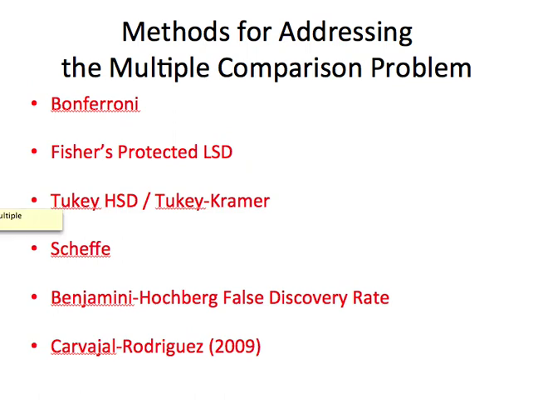Here's an outline of the methods that we'll discuss for addressing the multiple comparison problem. We'll talk about Bonferroni, Fisher, Tukey, Scheffé. Those four all have the first goal of dealing with the family-wise rates. And then we'll talk about Benjamini-Hochberg and a more modern one, Carvajal-Rodriguez, which deal with the second goal.